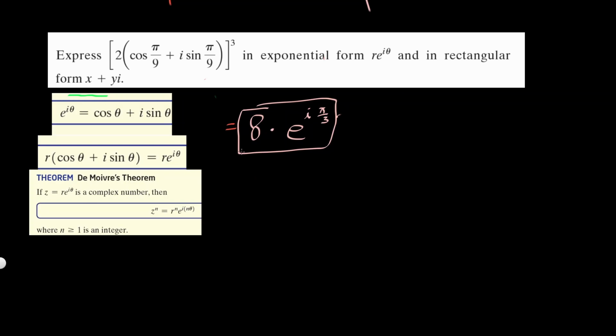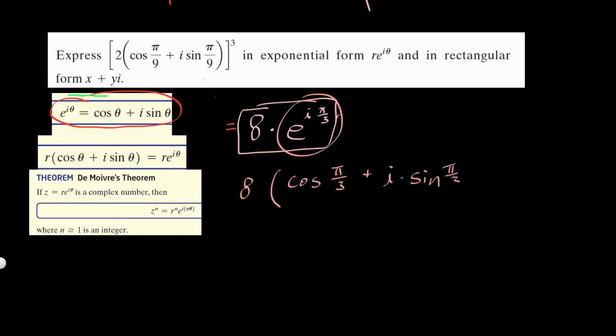Now from this exponential form, in order to change into rectangular form, I'm going to use this theorem right here. So 8 stays the same, 8 stays outside. This is what e to the i theta is. So I'm going to change to cosine theta, which is pi over 3, plus i times sine pi over 3. Now this is easy. Why? All you need to do is figure out cosine 60, because pi over 3 is 60.